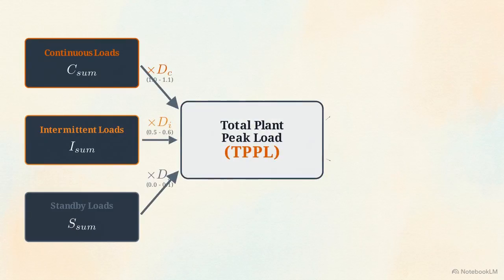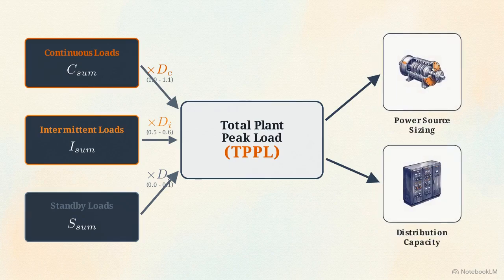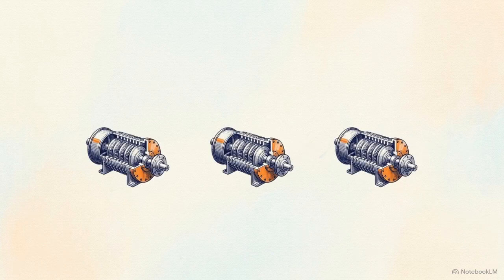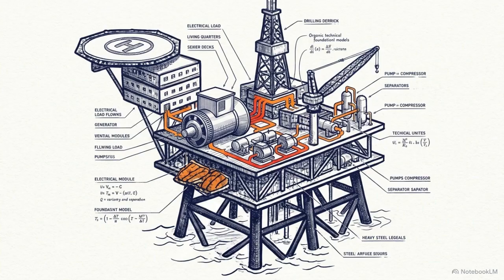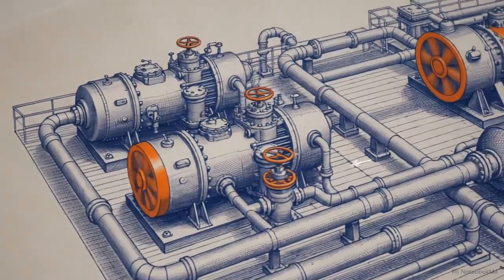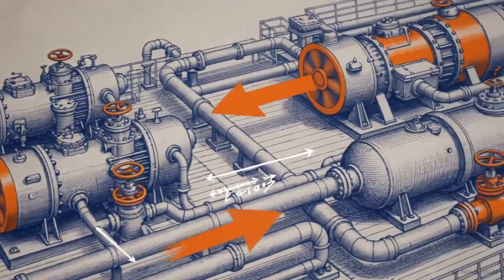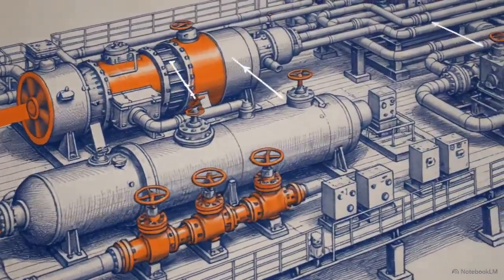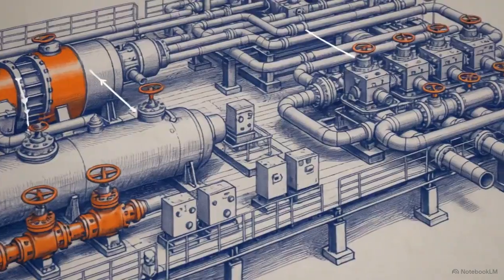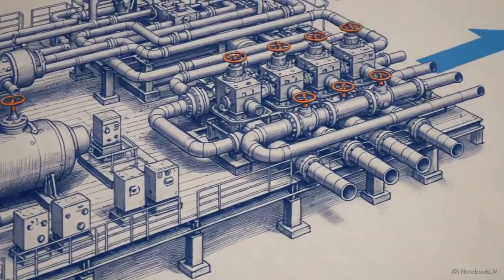You must calculate the total plant peak load, or TPPL, and then use those figures to size your generators according to what the industry calls the N-1 philosophy. Load estimation is the foundational mathematical model that dictates the physical footprint, the capital cost, and the ultimate viability of the project. The calculation process begins by taking thousands of disparate mechanical components, pumps, compressors, lighting circuits, and heaters, and organizing them into a strict two-dimensional classification matrix.